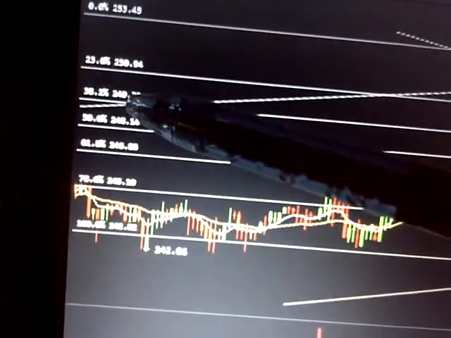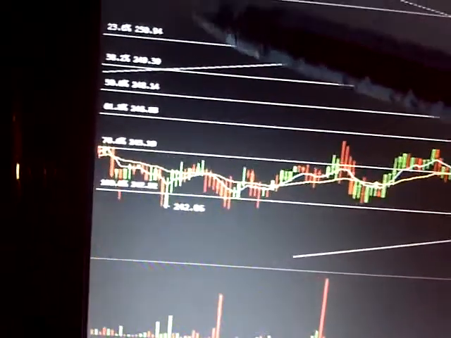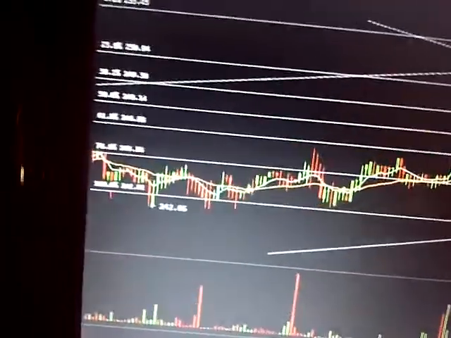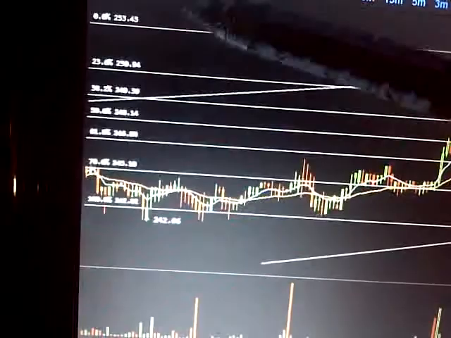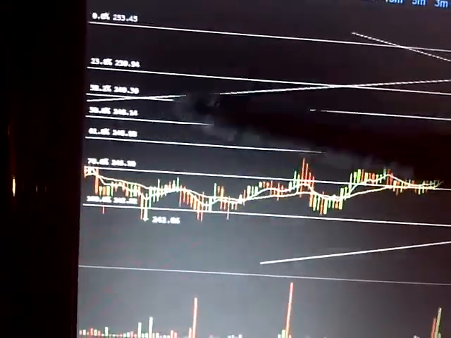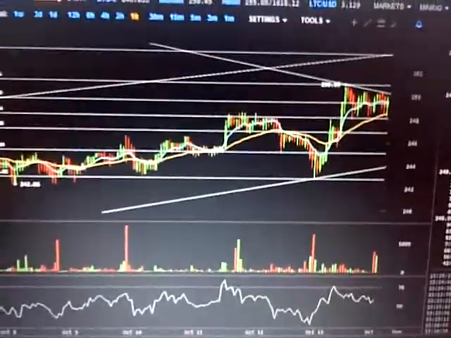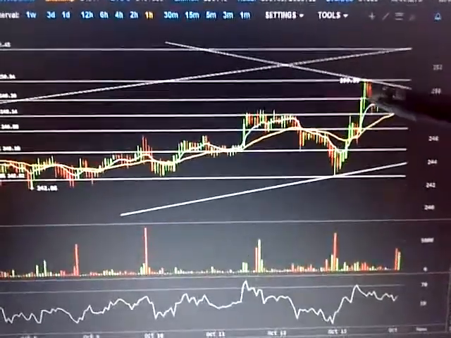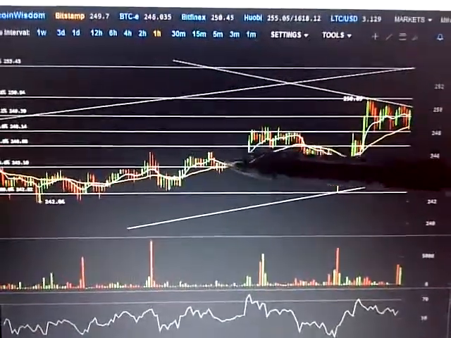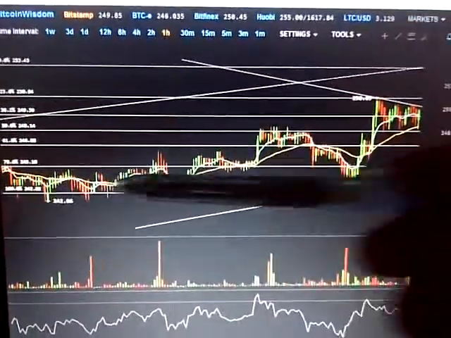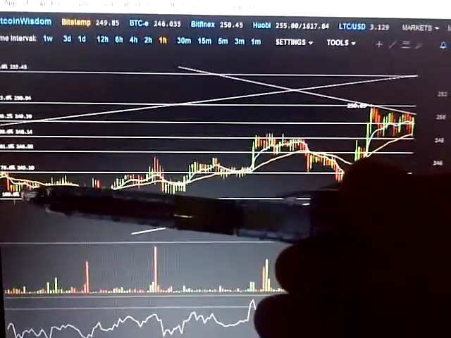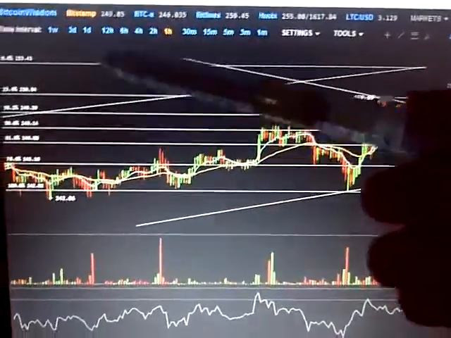25, 50, what is it? 23, 38, 50, 61, 78, 100, whatever these lines are. There's a certain percentage distance between them. When you look at it, it makes a lot of sense, but that's hindsight. It makes a lot of sense because when you see it move, it makes sense now.